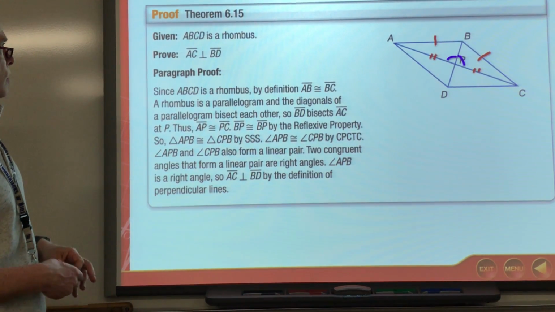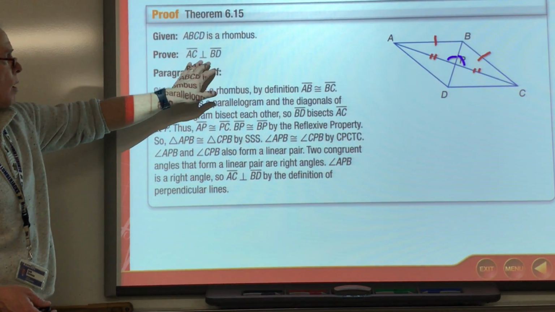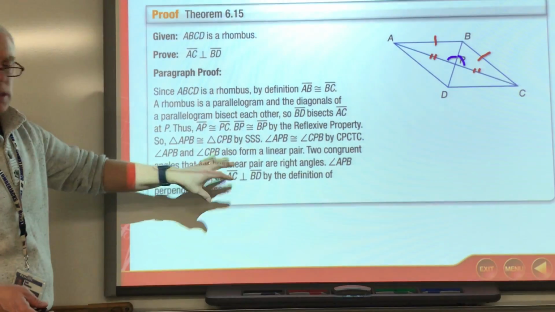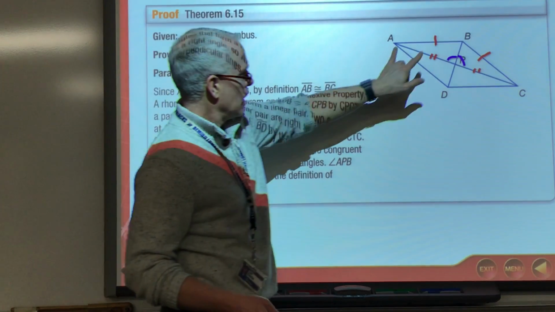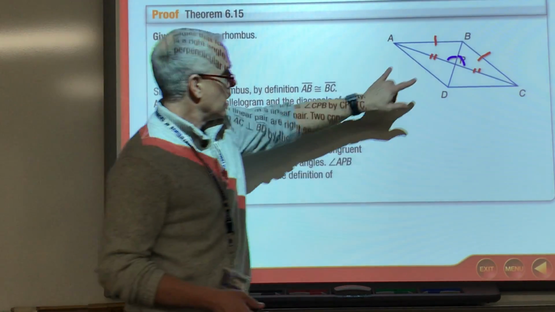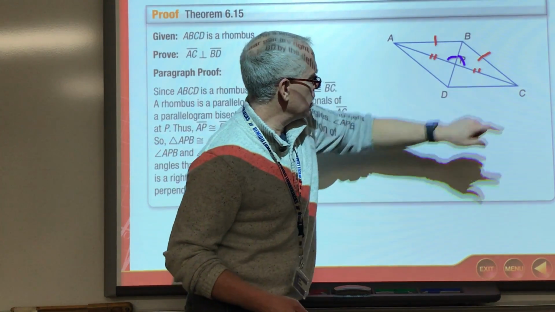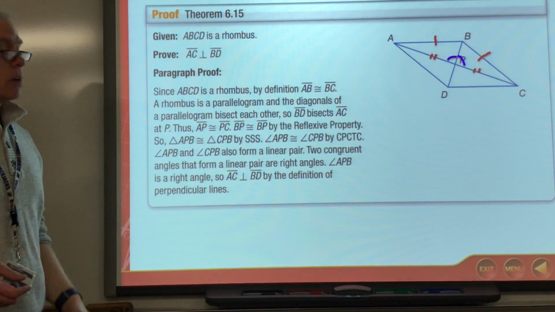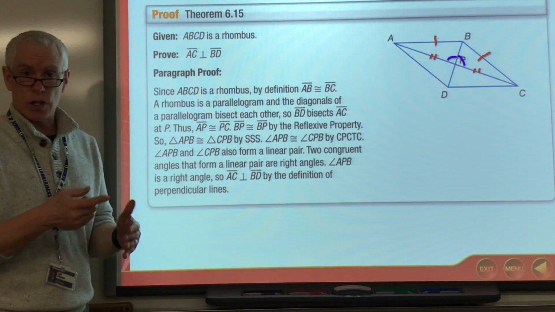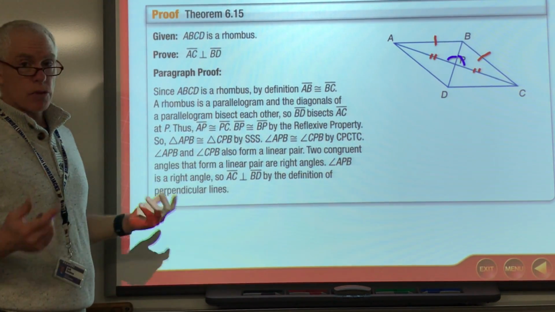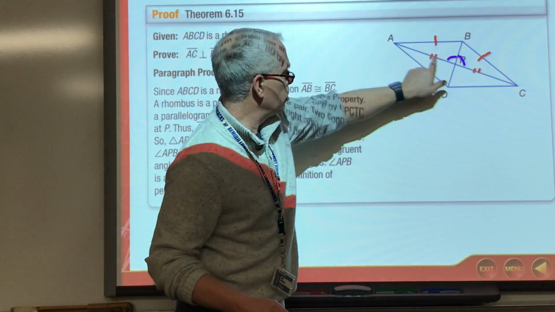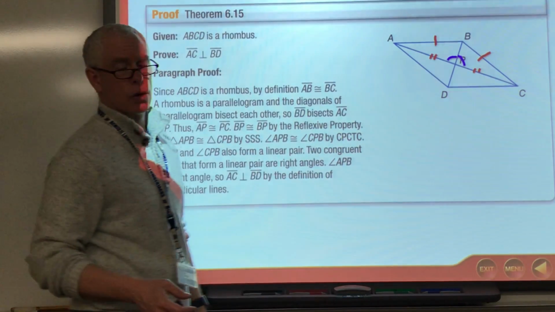Here's a proof of this theorem. If we're given that it's a rhombus, why are the diagonals perpendicular? If you want to read through this, it's in the book. But here's the idea. AB and BC are congruent because a rhombus has four congruent sides. Segments AP and PC are congruent because the diagonals of a parallelogram bisect each other. And of course, BP is congruent to itself. It's a shared side, so by side-side-side, the triangles are congruent, which means the corresponding parts are. So these two angles, BPA and BPC, have to be congruent.